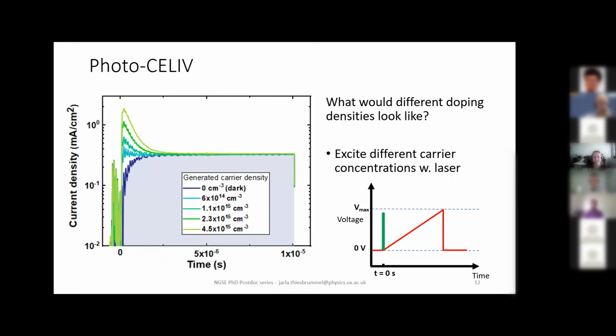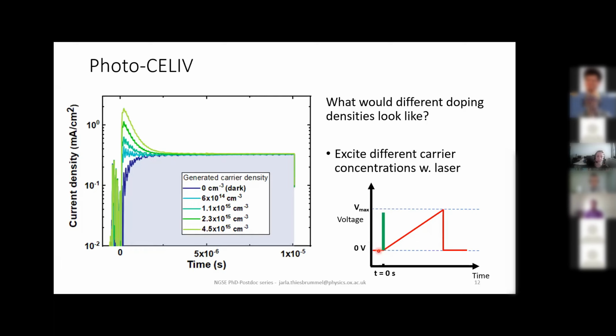Now, finally, as a sanity check, we also performed some photo-CELIV measurements. That is basically the same as the normal CELIV measurement, except that here at the start of our linearly increasing voltage, we add a laser pulse. The reason we did this measurement was to visualize what certain doping concentrations would look like had they been there. We just wanted to prove that indeed, if there is a certain amount of charge in the system, you do see it and it makes this bump.